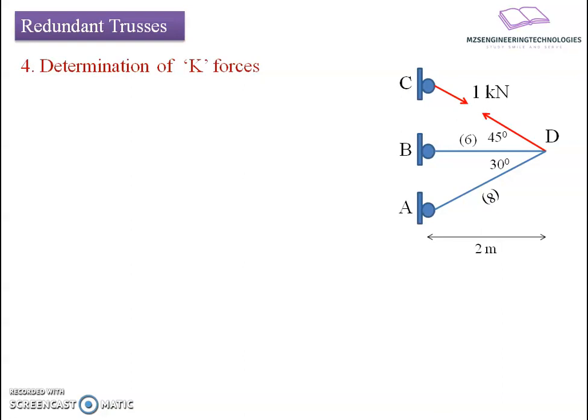After doing so, we will prepare the free body diagram for joint D. It shows that there are three forces acting on joint D. The very first one is the applied unit load in tensile nature. To counterbalance this, I am going to consider a K1 force in a compressive direction, so that the vertical component of K1 will balance the vertical component generated due to the tensile unit load.